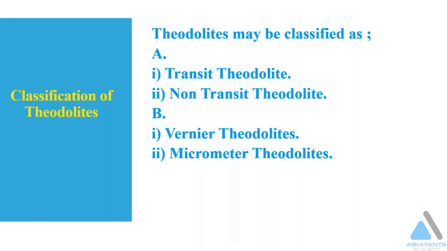At present, in the actual field, we are using a combination of these two types of theodolites. The theodolite we use in the field is a combination of these two types. That is the transit and Vernier theodolite. Majority in the field we use this only. That is the transit theodolite and Vernier type of theodolite.